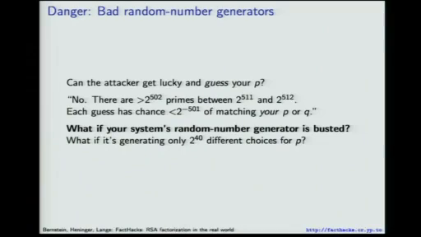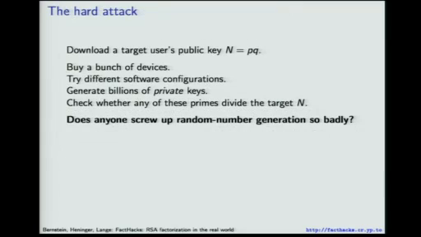Except, what if your random number generator is working really, really badly and doesn't give you 2 to the 500 different primes? What if it only gives you, say, 2 to the 40 different primes? And then suddenly the attacker could try figuring out what those primes are. So here's how the attacker looks at this. The attacker says, okay, I'm going to target your public key. Your public key is big N. It's your secret key p times your secret key q, your private p and q. And he's trying to figure out the p and q given N.